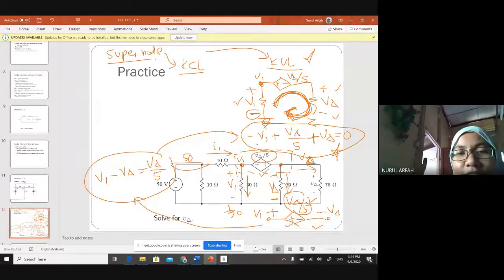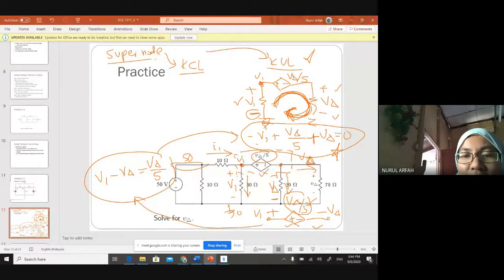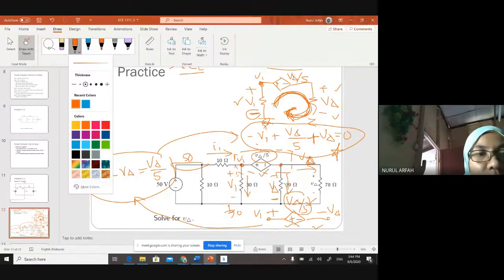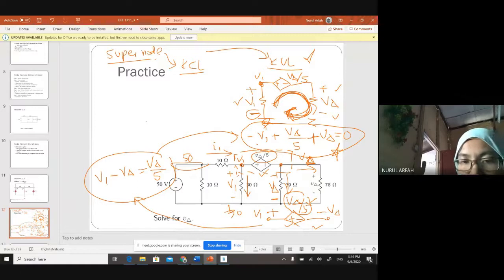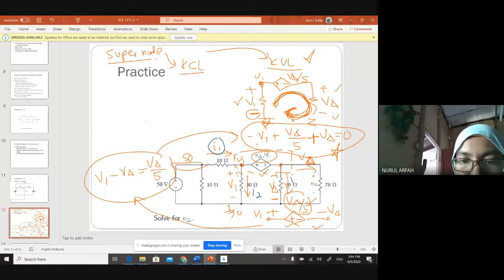What about KCL? KCL at this boundary. You can name your design. I change the color, maybe blue. So this is I1, and then we have I2 here, and here I3, and here I4.